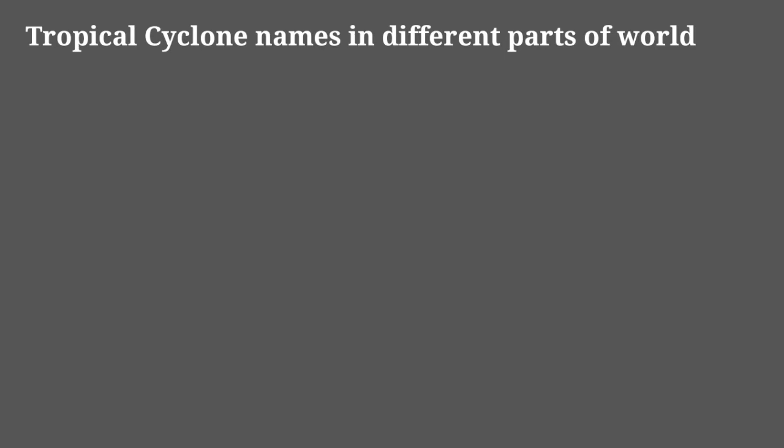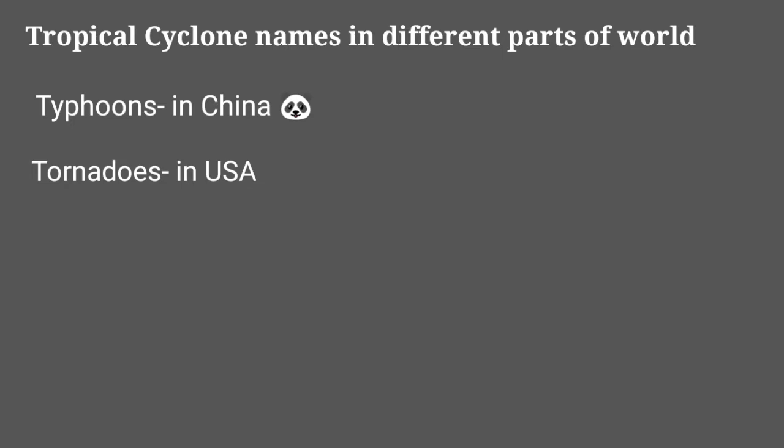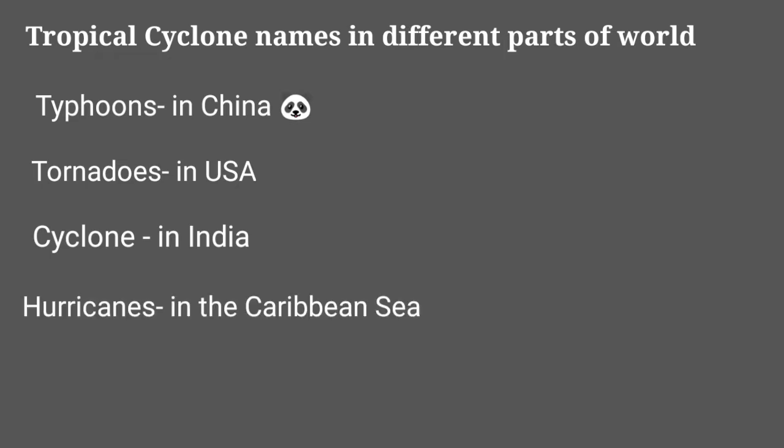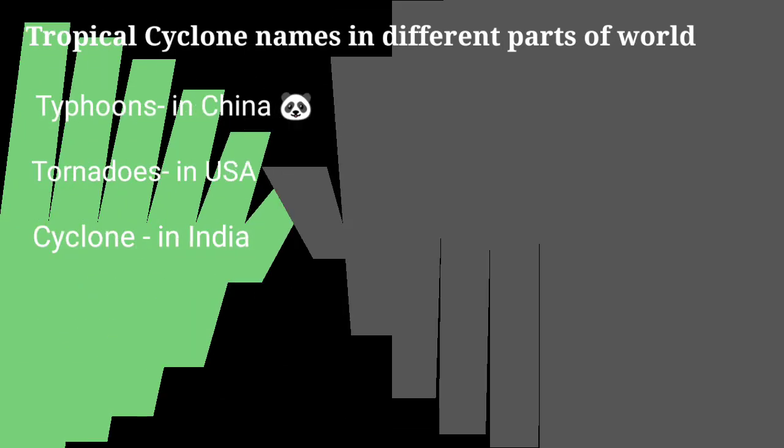Now let us see the different names of tropical cyclone in different parts of the world. In China it is known as typhoon. In USA, in the Mississippi basin, it is known as tornadoes. Cyclone in India, hurricanes in the Caribbean Sea, and lastly willy willies in Australia. So these are the different names given to the tropical cyclone in different parts of the world: typhoon, tornado, cyclone, hurricanes, willy willies in Australia, etc.